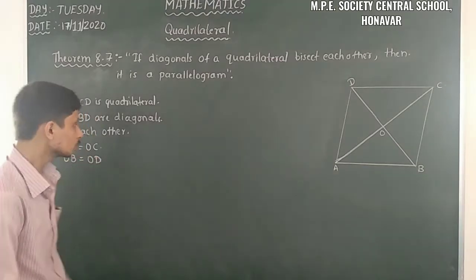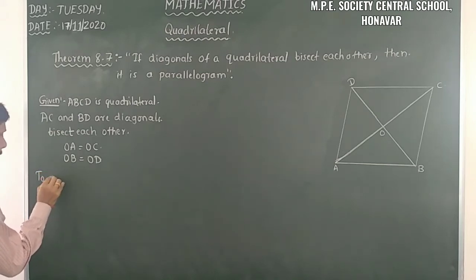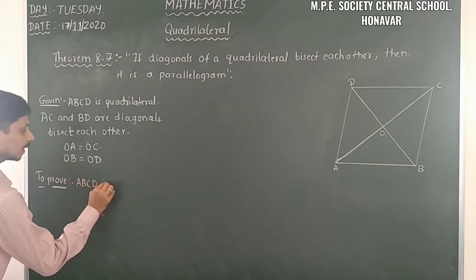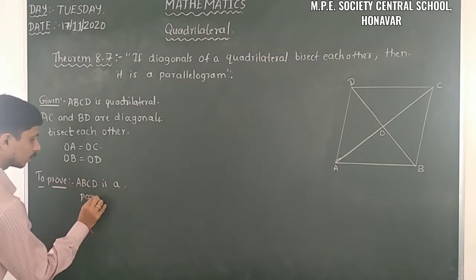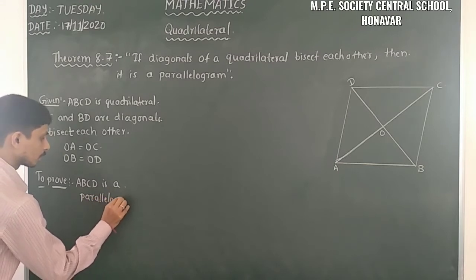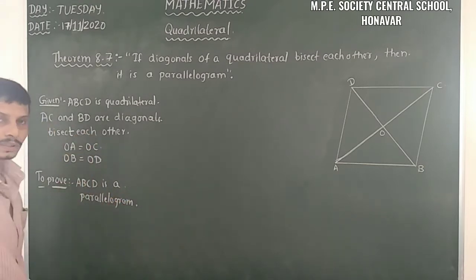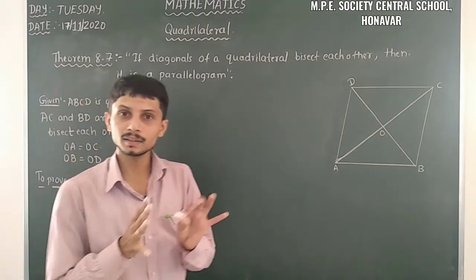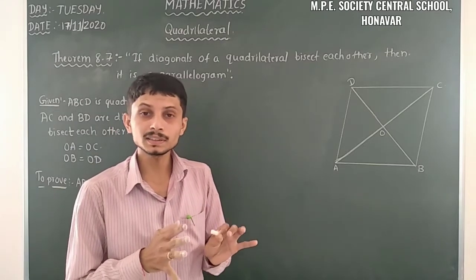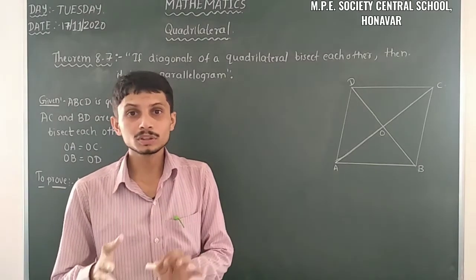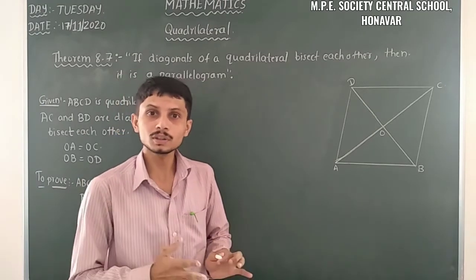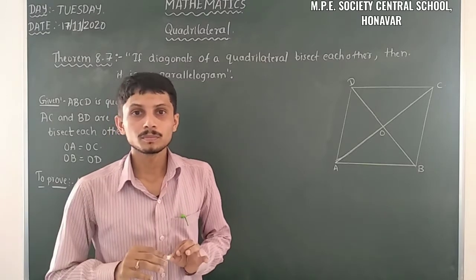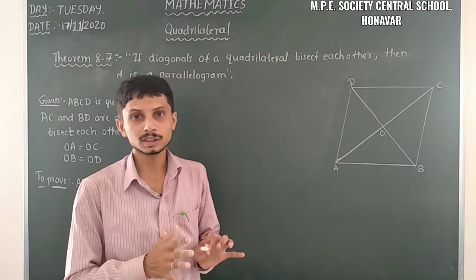So then what we have to prove? We have to prove ABCD is a parallelogram. So here we are in the case of quadrilateral, so we can prove these things by the known things. What are the known things here? We know some of the theorems, axioms and postulates. So from those things we have to prove.